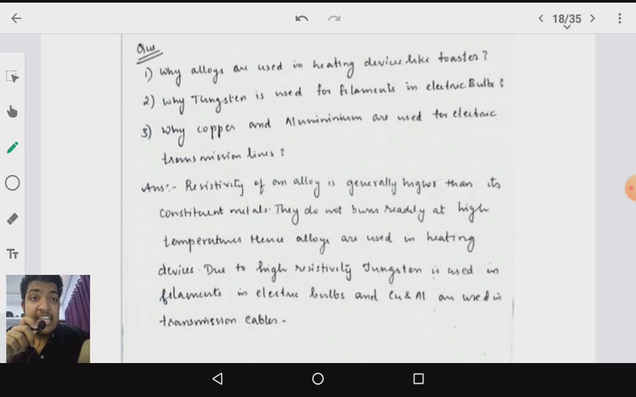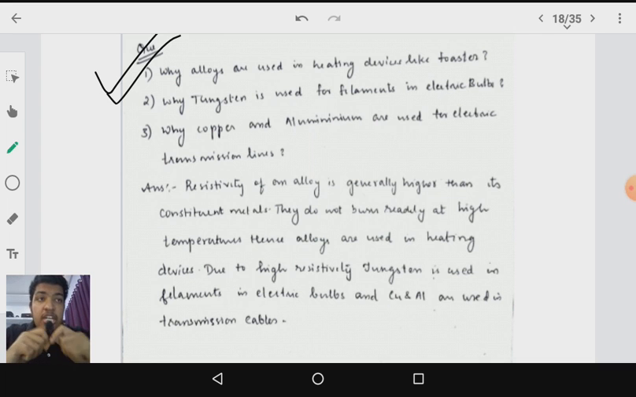Now, these are some of the questions which can be asked based on resistivity. These are some real life applications of resistivity, which are mentioned in NCERT, and these are the questions which can be asked from that. So let us discuss this concept with questions. First question is, why are alloys used in heating devices such as toasters? Second question, why is tungsten used for filaments in electric bulbs? And the third question is, why are copper and aluminum used in electric transmission lines? So let us answer each of these in detail.